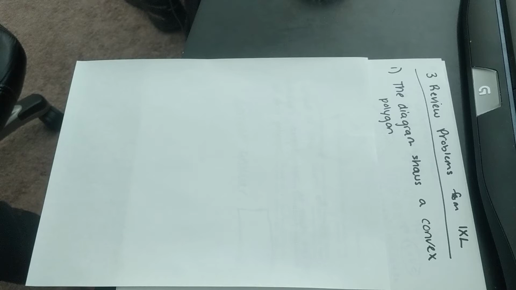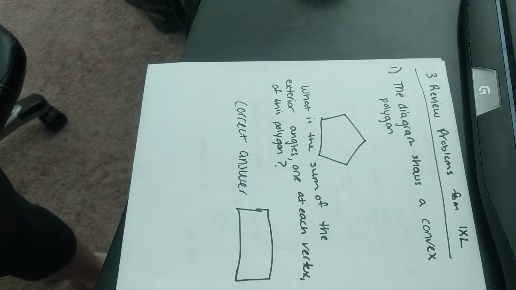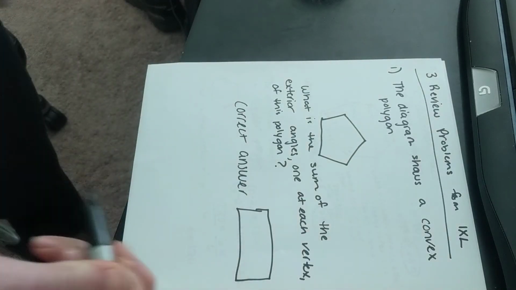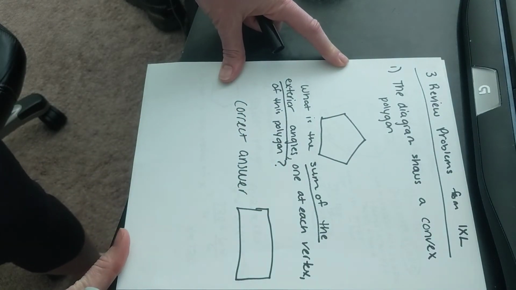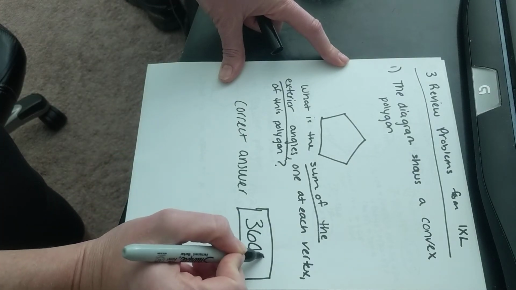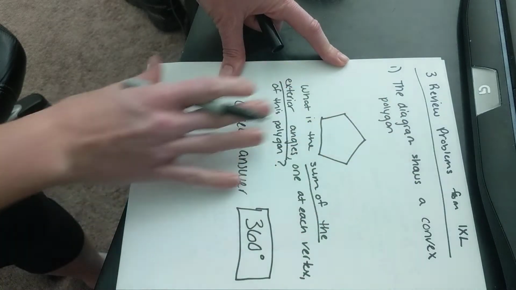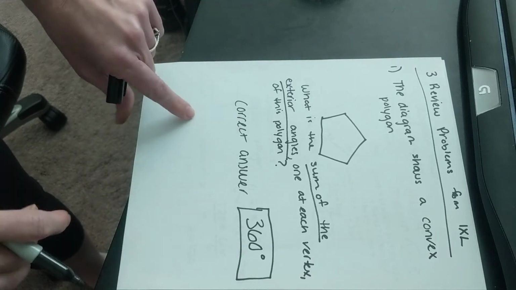There are 3 problems I'm going to go over. First one, the diagram shows a convex polygon. The question is, what is the sum of the exterior angles, one at each vertex of this polygon? We know the sum of the exterior angles is always what number? It is always 360 degrees. So number 1 was the sum of the exterior angles, and we know it's always 360 degrees.